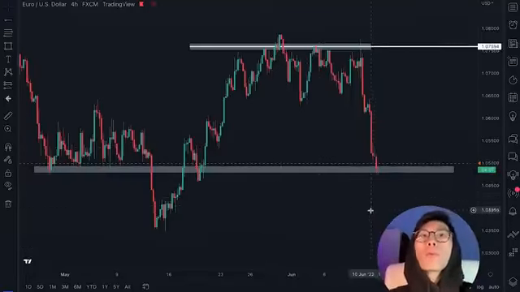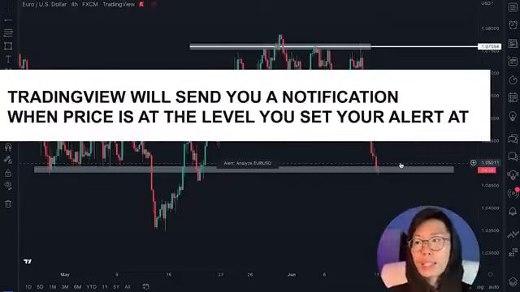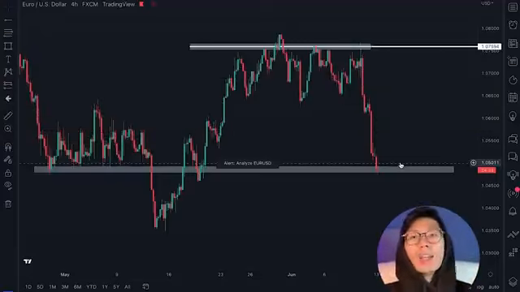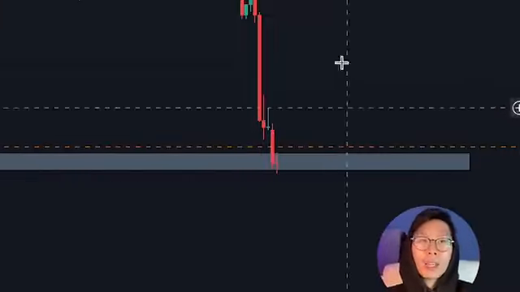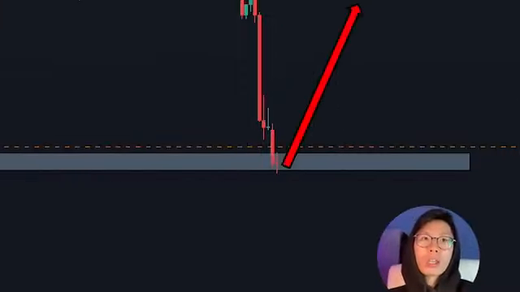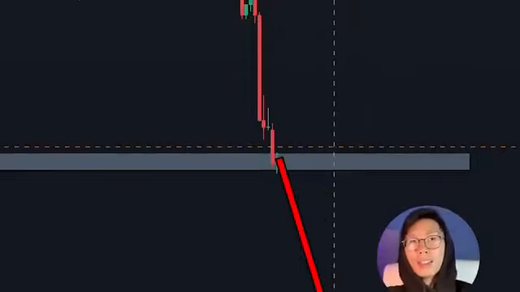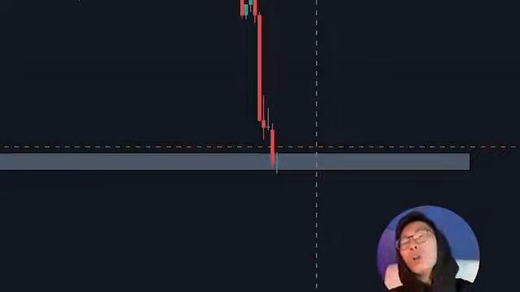So when price comes here to touch this level, TradingView will send you a message or an email telling you that right now Euro USD is at this level. When you get the message, you can open up your device, whether it is your laptop or your phone, and see what the next few candles formed at this key level. Is price reversing and heading back up, or is price going to break past this key level? And then you can trade from there. So that is a tip that you can use to save a lot of time.